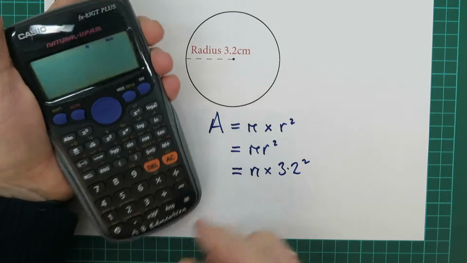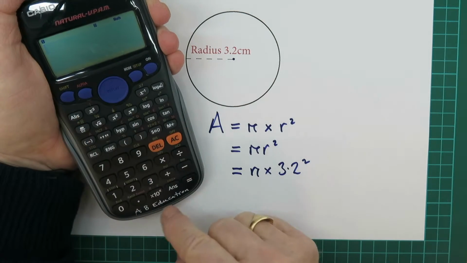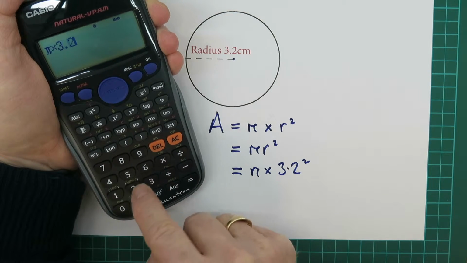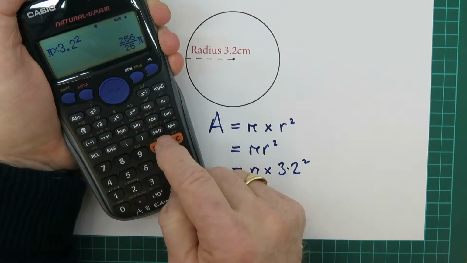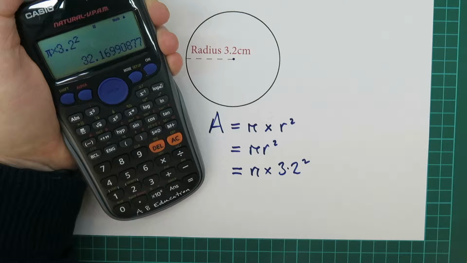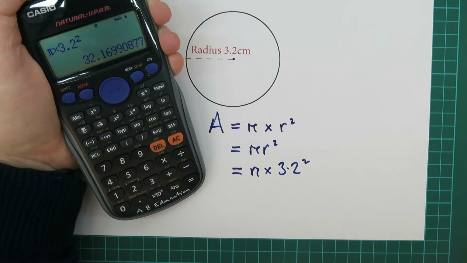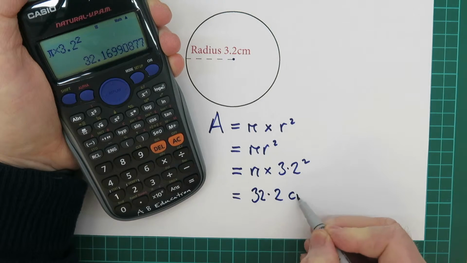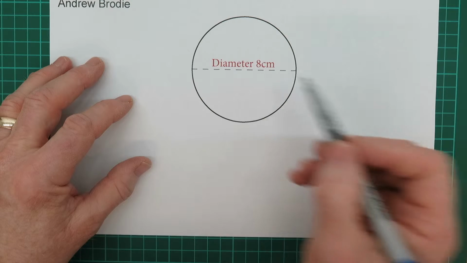So on the calculator, every calculator is different, but in this one, you need to press Shift and then that button there to get pi times 3.2 squared equals, and it gives us the answer in terms of pi. So if we press SD, it'll change it to a decimal for us. So the answer is 32.16990877. But to one decimal place, the area is 32.2 square centimeters.